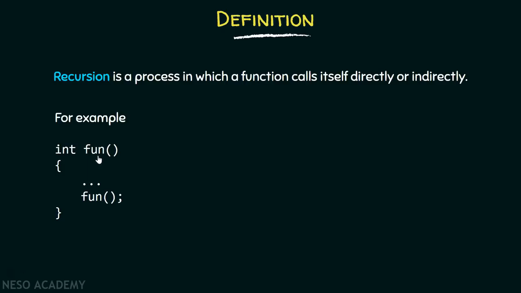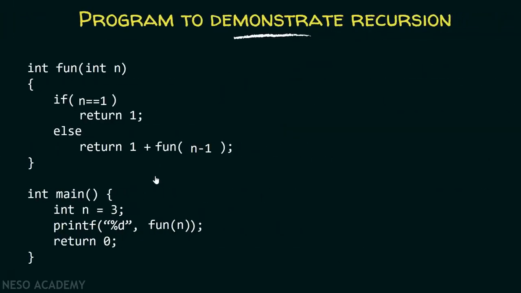Because recursion says that it is a process in which a function calls itself directly or maybe indirectly. So here, as we can see, function fun is calling itself. Therefore, this is nothing but recursion. Now let's see this program which will help us to understand recursion.